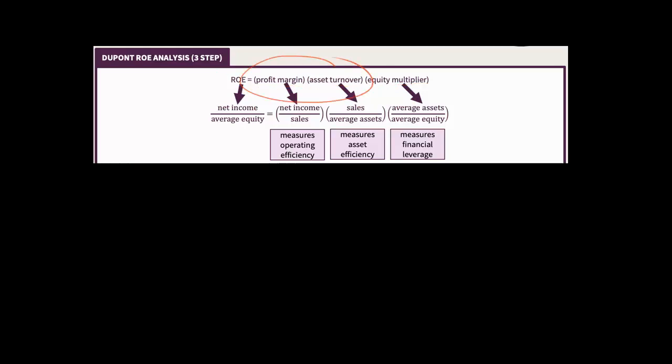Profit margin and asset turnover are essentially evaluating a company's business performance, its operating performance. How good a job is this company doing with its business operations? When we think about profit margin, managing expenses. When we think about asset turnover, how good a job is the company doing using its assets to generate sales from those assets? So these have to do with the company's business performance.